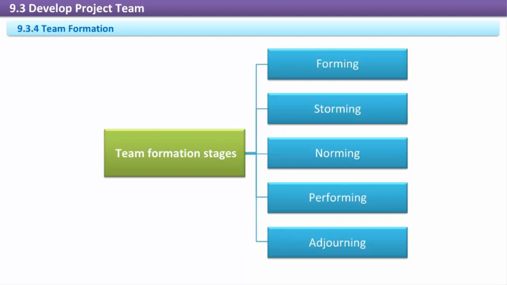Not every group will proceed through the stages in a linear sequence, and it's fairly common for a group to have occasional setbacks that will cause it to temporarily revert back to a prior stage.